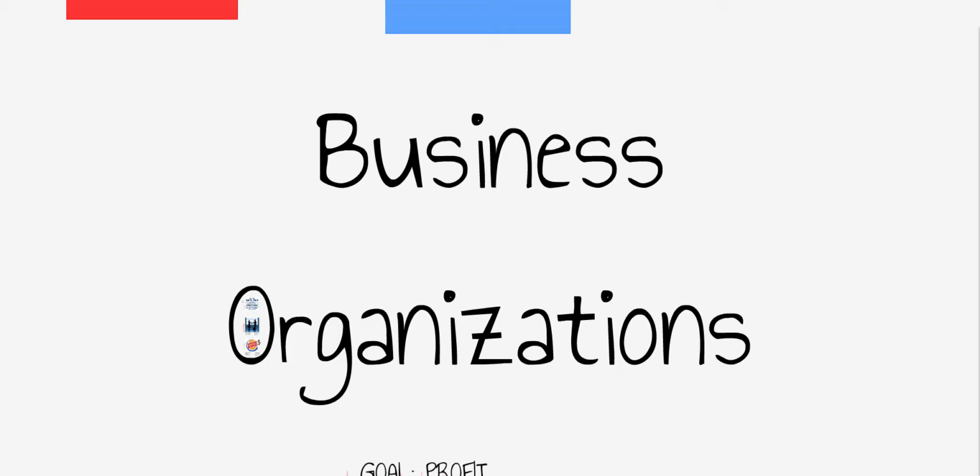Basically, you guys know by looking around, there are tons and tons of different businesses around you all the time. These businesses can actually be organized into three categories. So in your notes, make sure you've written business organizations as a heading, and we're going to talk about the three types of business organizations.